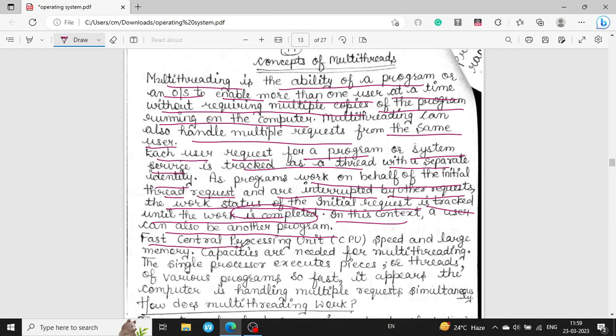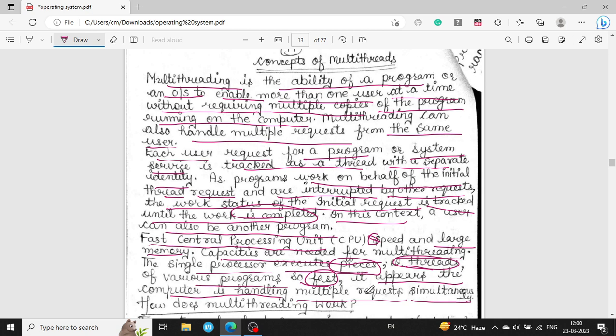Fast central processing unit, fast CPU speed, and large memory capacities are needed for multi-threading. The single processor can execute pieces or threads of various programs so fast that it appears the computer is handling multiple requests simultaneously.